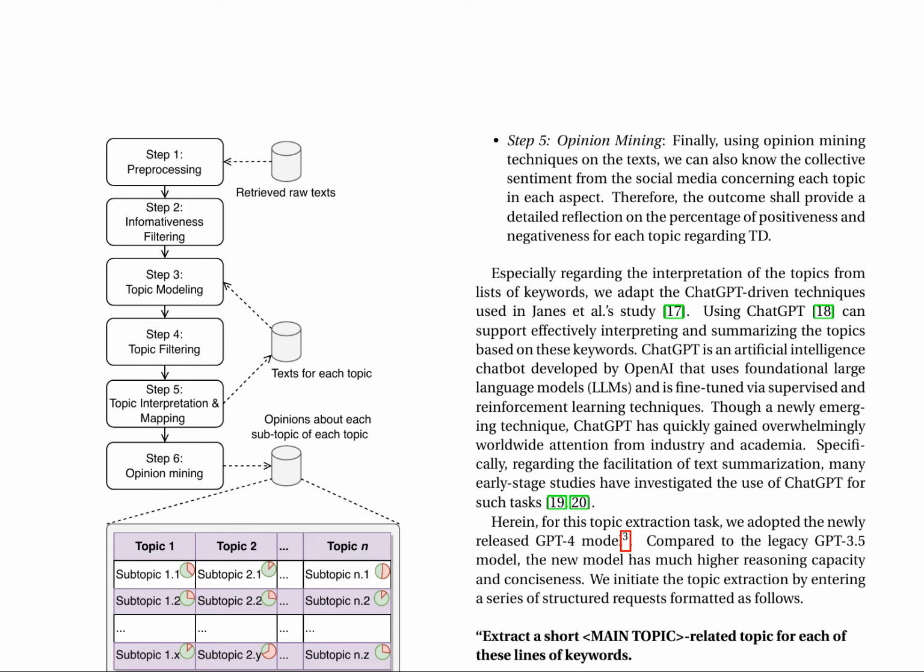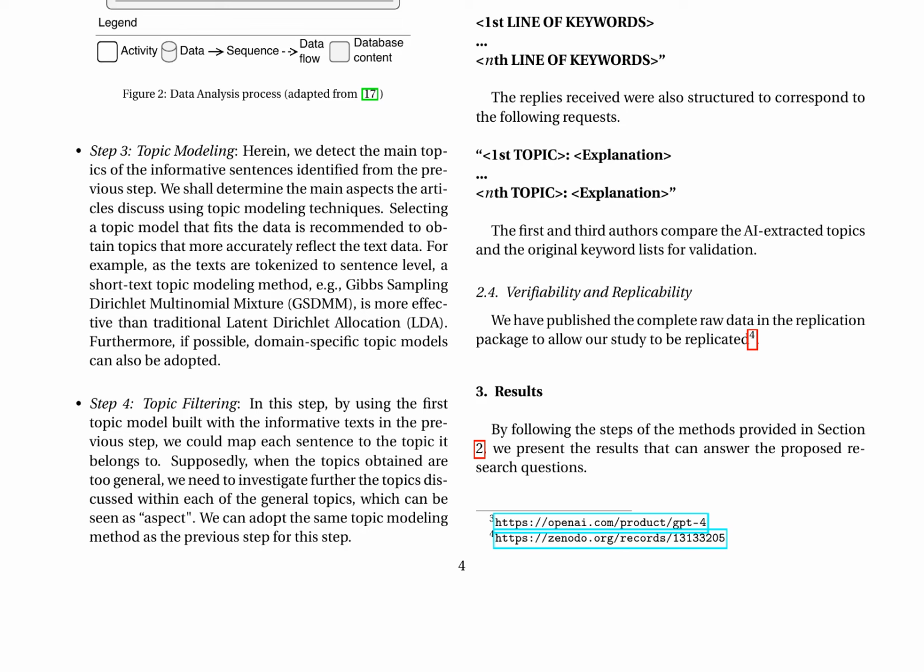The study utilizes ChatGPT-driven techniques for topic interpretation, adapting methods from Janes et al.'s study. ChatGPT, an artificial intelligence chatbot developed by OpenAI, supports effective topic interpretation and summarization. The newly released GPT-4 model is employed for topic extraction, demonstrating higher reasoning capacity and conciseness compared to the legacy GPT 3.5 model. The research ensures verifiability and replicability by publishing the complete raw data in a replication package. The results, presented in Section 3, address the proposed research questions, providing insights into practitioners' opinions and discussions on TD in software development.